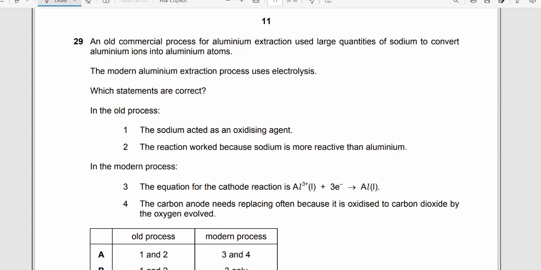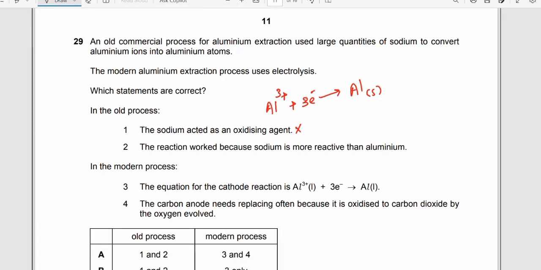Let me see what happens. Aluminum extraction used a large quantity of sodium to convert the aluminum ions to aluminum atoms. Aluminum ions, Al3+, and 3 electrons are given by the sodium and it becomes aluminum. So aluminum ions are converted into aluminum atoms. Gaining electrons, what is it called? It's reduction. Reduction is done by the reducing agent, not by the oxidizing agent. Sodium is not the oxidizing agent, it is the reducing agent.